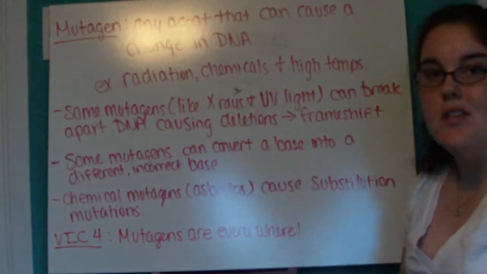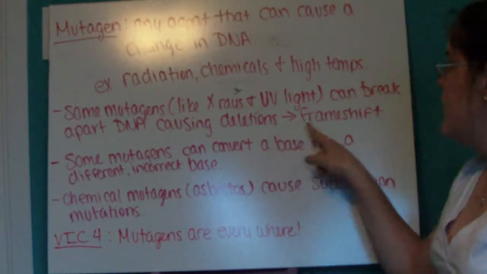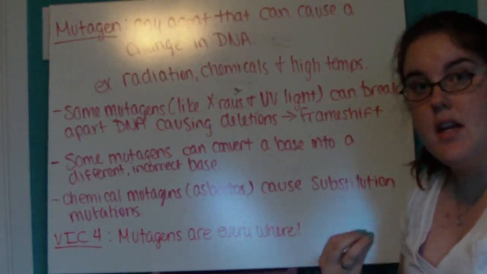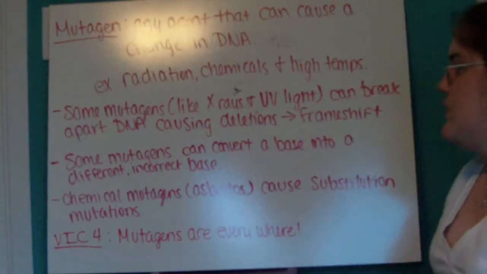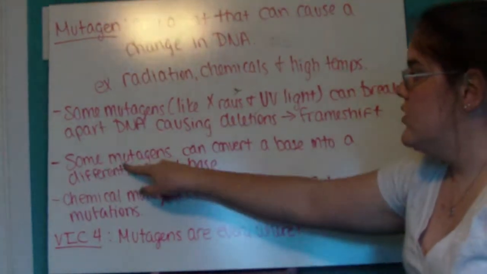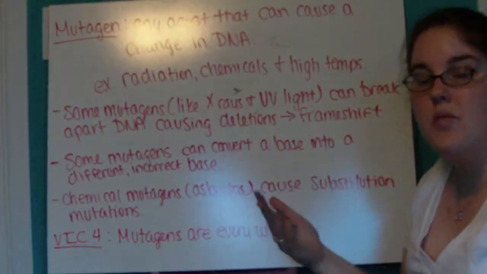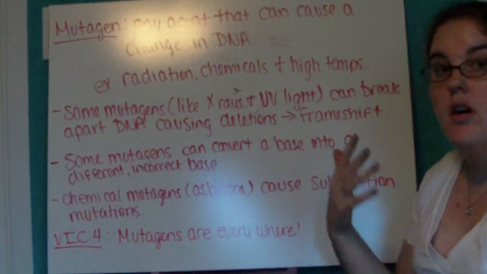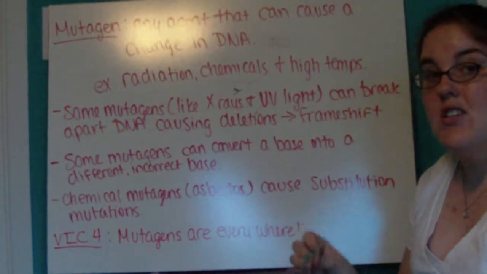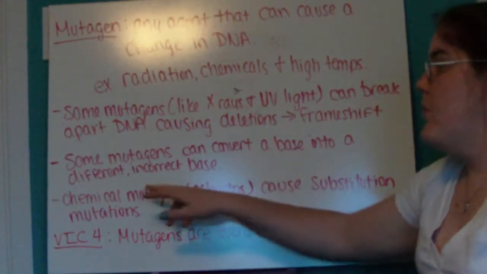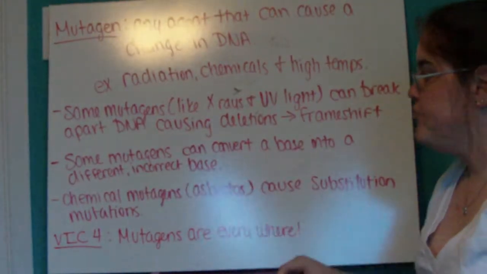That might cause deletions, which would lead again to your frameshift mutation. If something is being deleted, if a nitrogenous base is being deleted, that will lead to frameshift mutations. Now, some mutagens can actually convert a base into a different incorrect base, which would again be like your point mutations, just changing the dog bit the cat into the dog bit the car.